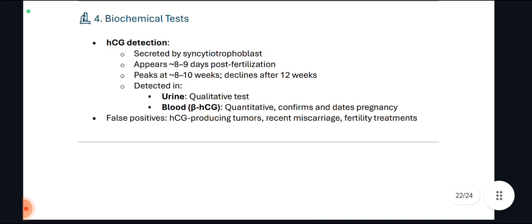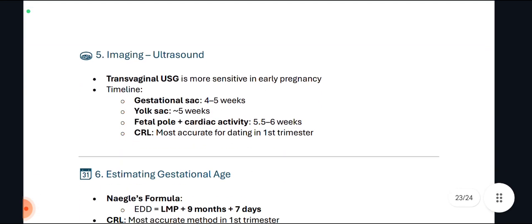Now there are some biochemical tests, as we have already discussed. HCG detection: HCG is secreted from the syncytiotrophoblast cells. It appears 8 to 9 days post fertilization, peaks at 8 to 10 weeks, and declines after 12 weeks. This is detected in urine as a qualitative test, and in blood, beta HCG as a quantitative test, and this confirms and dates the pregnancy. Now, false positives: HCG producing tumors, recent miscarriages, or fertility treatment. In these cases also, the HCG test can come out positive.